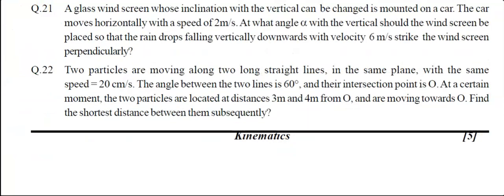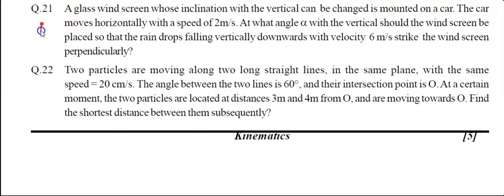Now let's talk about question number 21. It says a glass wind screen whose inclination can be adjusted in a car, and that car is moving at 2 meters per second. We need to find the angle alpha from the vertical, so that the wind screen meets perpendicularly the raindrops which were actually coming vertically downside. So you read it, you will understand. Let me explain what is going on. Raindrops are coming vertically downside.